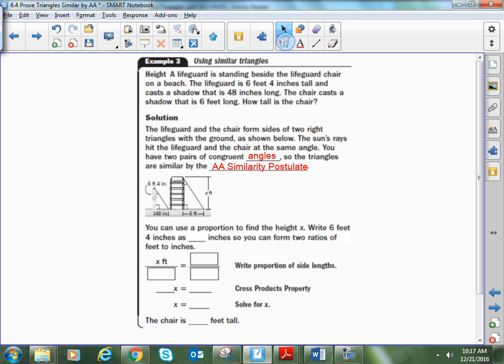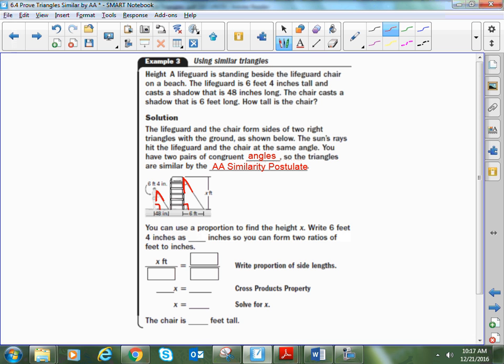What they're saying is that because of the way the sun is shining, the angle between the lifeguard and the ground, as the sun hits down on him and creates a shadow, and the angle between the chair and the ground, also with the sun, are the same. And because the person and the chair are both vertical, they're perpendicular to the ground. So that's how they're saying the triangles are similar to each other according to angle-angle similarity.